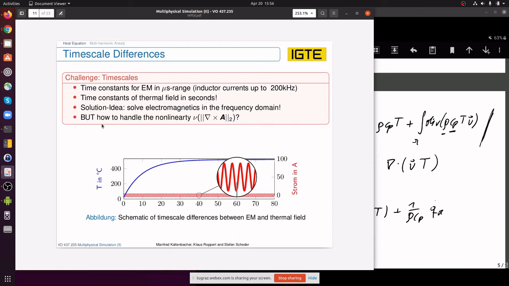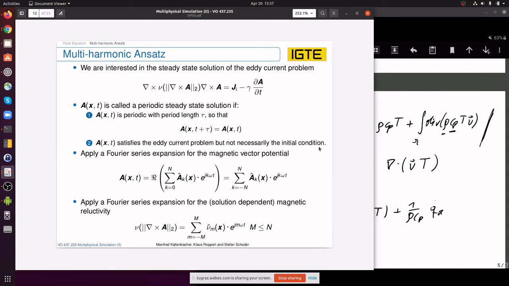And the way we do this is we transform the magnetic problem into frequency domain. We solve the magnetic problem in Fourier space, so we're getting the steady state solution. The steady state solution is the solution that a transient simulation would converge to if you simulate for an infinitely long time. Okay, and how is it done? That's not a big deal.